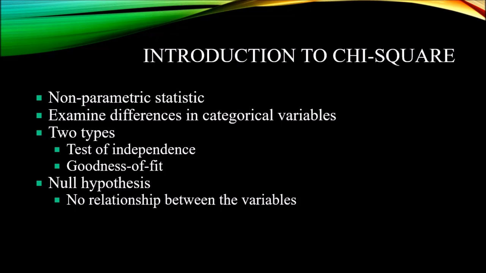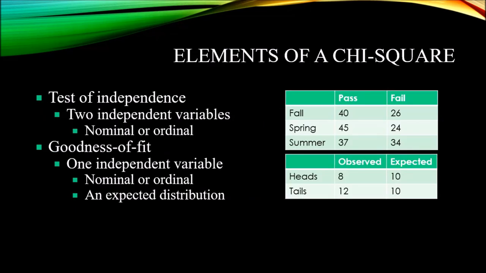The null hypothesis for the chi-square test is that there is no relationship between the variables, so the variables are in fact independent. The alternative hypothesis would be that the variables are dependent. So let's take a look at the elements of a chi-square test.